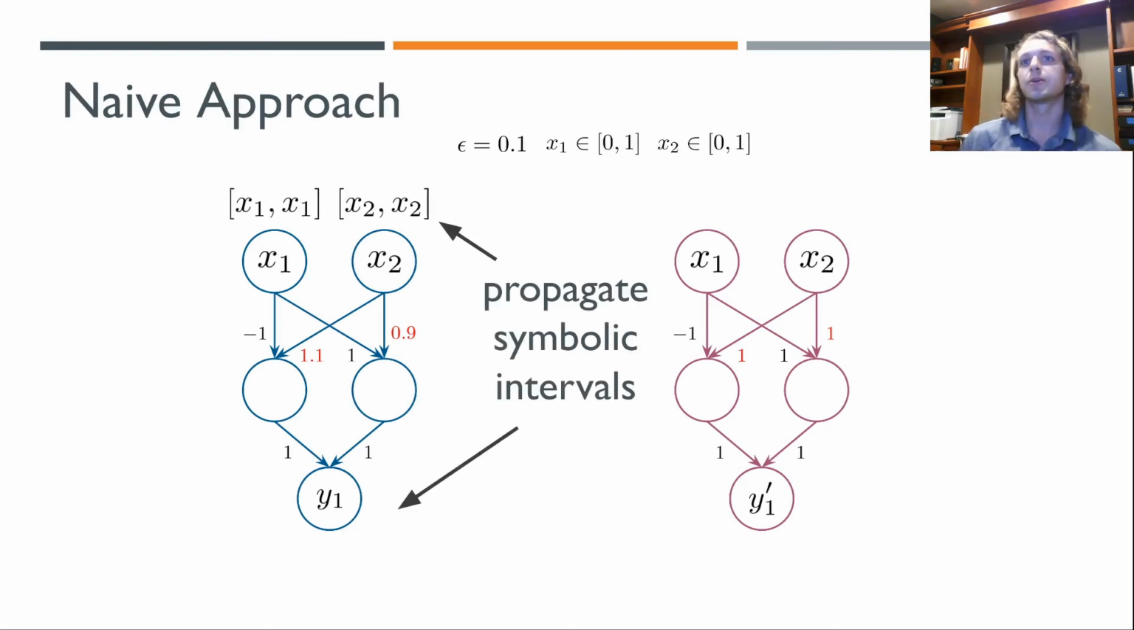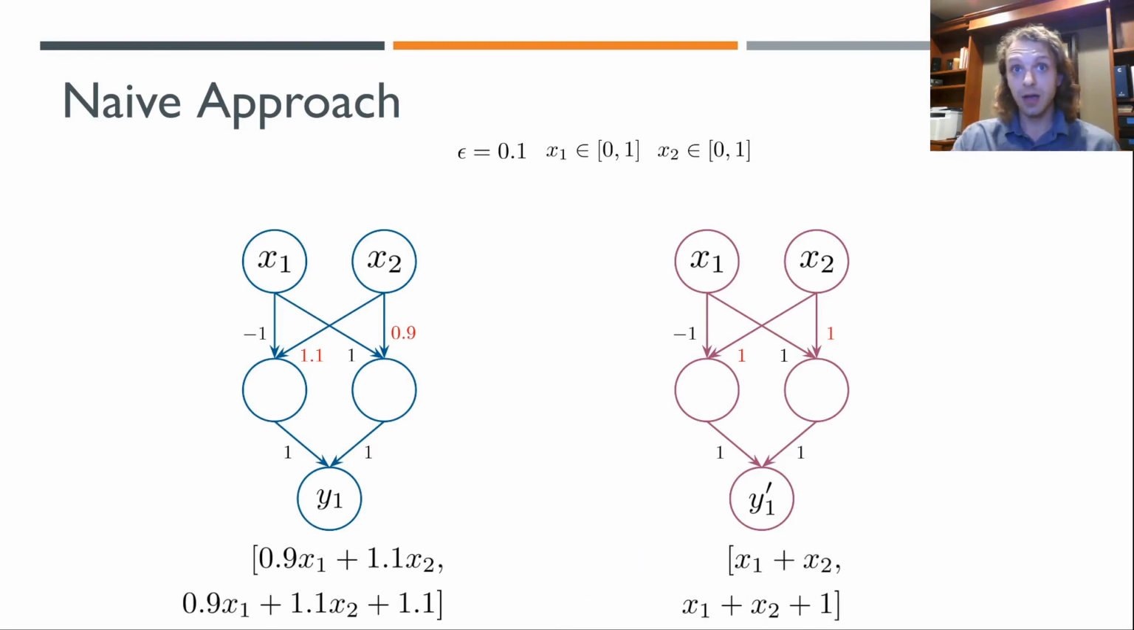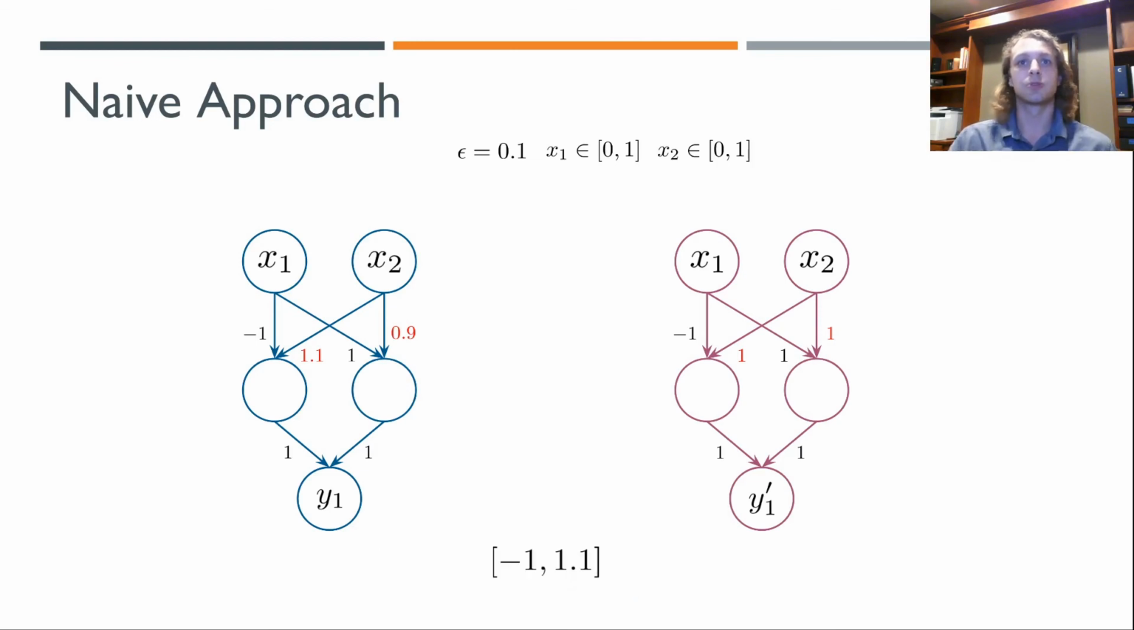So a naive way we can approach the problem is to use an existing verification tool to compute the bounds. Current state-of-the-art tools are based on symbolic interval analysis, so we can use them to propagate symbolic intervals through the network, which will give us a lower and upper bound on the outputs for the networks. So we can do this for both networks, and then subtract the bounds, which will give us a sound overestimation on the difference between the two networks.